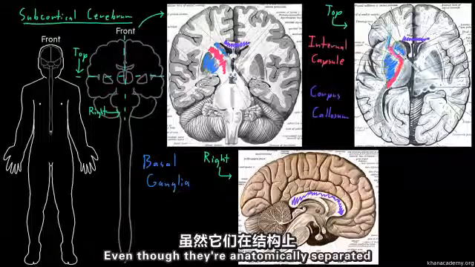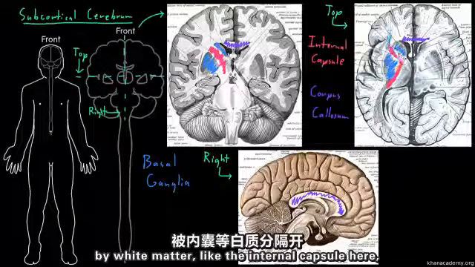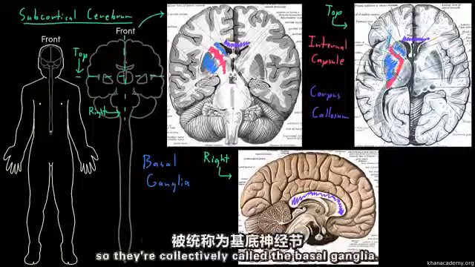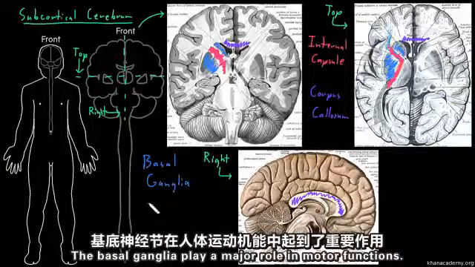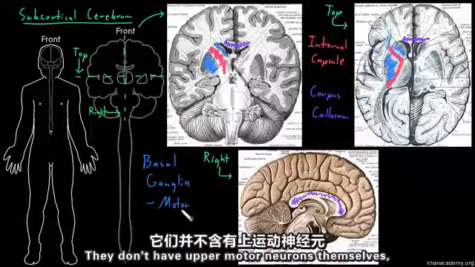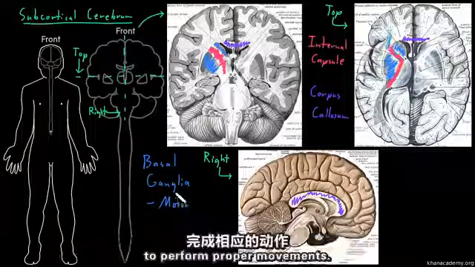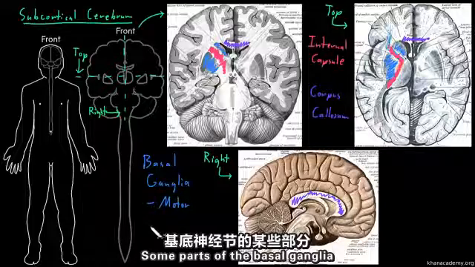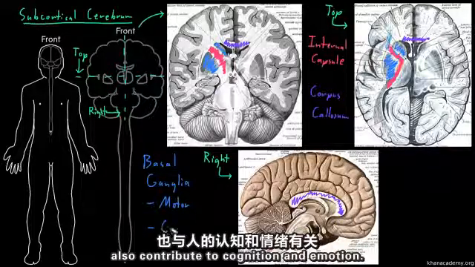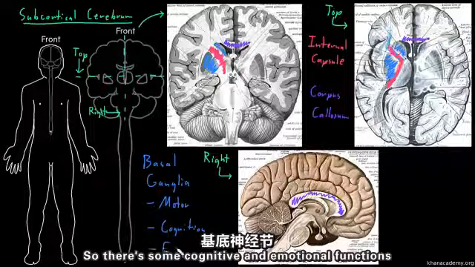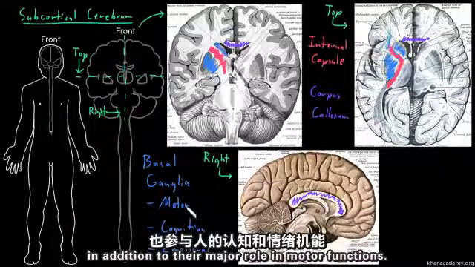But even though they're anatomically separated by white matter, like the internal capsule here, they kind of function as a unit. So they're collectively called the basal ganglia. And the basal ganglia play a major role in motor functions. They don't have upper motor neurons themselves, but they help out the motor areas of the cerebral cortex to perform proper movements. And some parts of the basal ganglia also contribute to cognition and emotion, in addition to their major role in motor functions.